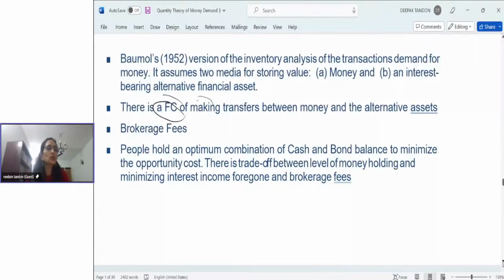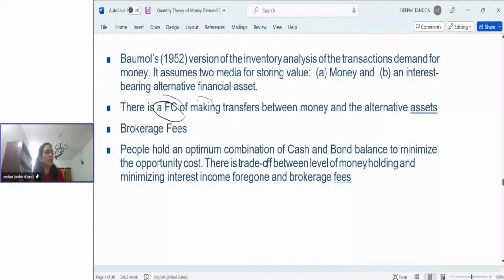Similarly, people who have money in cash have an alternative financial investment option in hand. So they have to make a balanced portfolio which comprises cash and bond. They have to make an optimum combination of cash and bond, which helps to minimize their opportunity cost of holding cash and not investing in bond, at the same time minimizing their brokerage fee cost, which they have to incur by transacting from cash to bonds. Are you getting me? Is it clear to all of you?